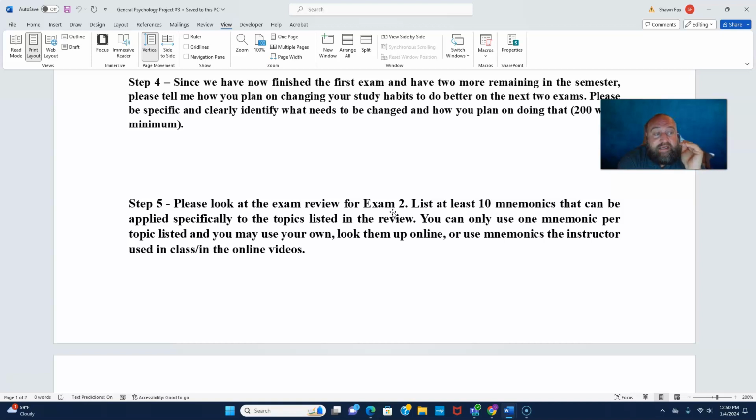Basically what it is to look at the study guides and the learning outcomes specifically for the study guides. So for this exam, for exam 2, it's going to pull from learning, memory, developmental psychology, and cognitive psychology. So those are really your keys, right? That's your exam guide. So list at least 10 mnemonics that can be applied specifically to the topics listed in the review.